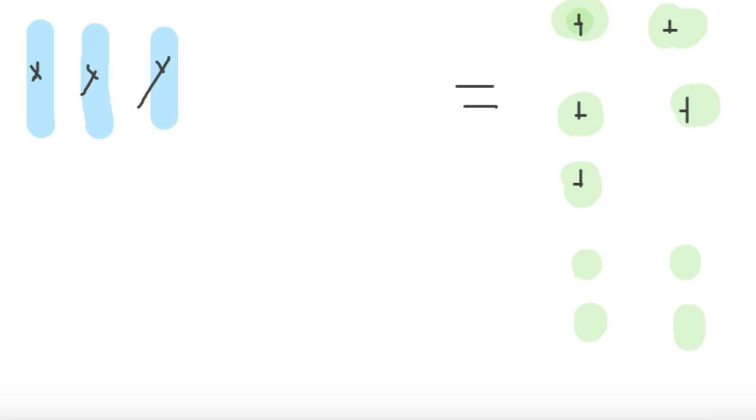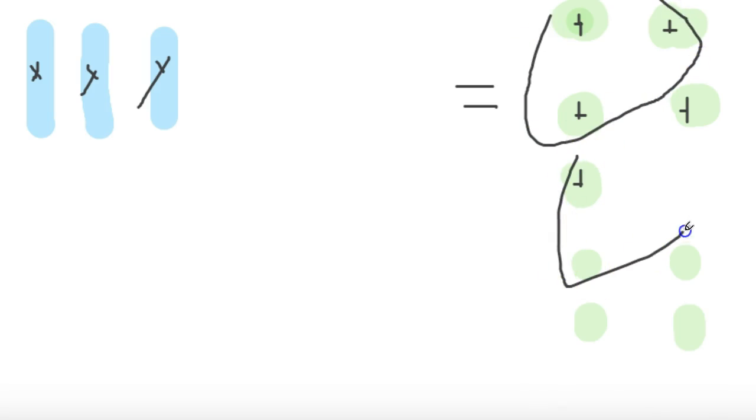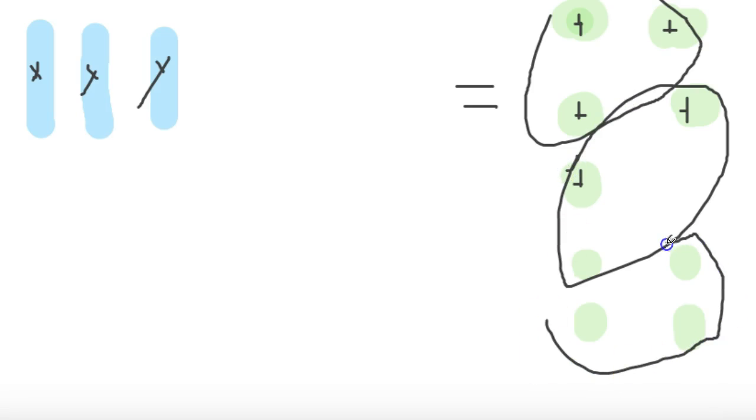3x equals 9. What does that mean? Well, that means that I'm going to break this 9 into 3 equal groups. There's one group of 3, there's another group of 3, and then there's another group of 3. So this is basically how solving through modeling works. How many groups of 3 do I have? There's 3 of them. So the solution to this equation is 3.